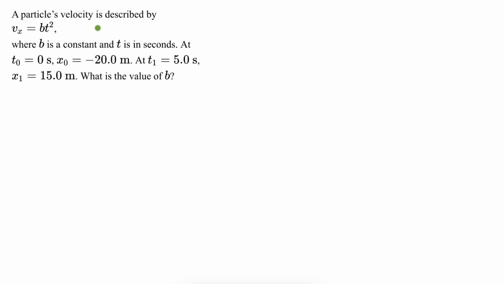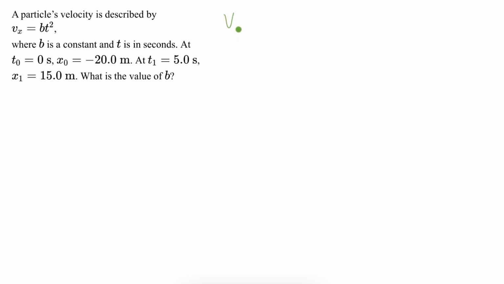A particle's velocity is described by v of x is equal to bt squared, where b is a constant and t is in seconds. At the initial time of 0 seconds, the initial position is minus 20 meters, the final time is 5 seconds, and the final position is 15 meters. What is the value of b?